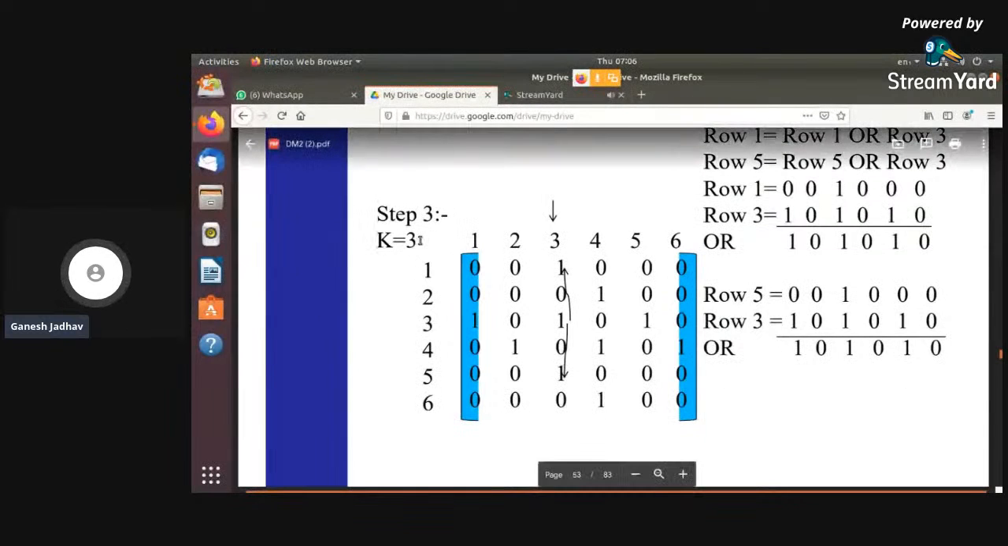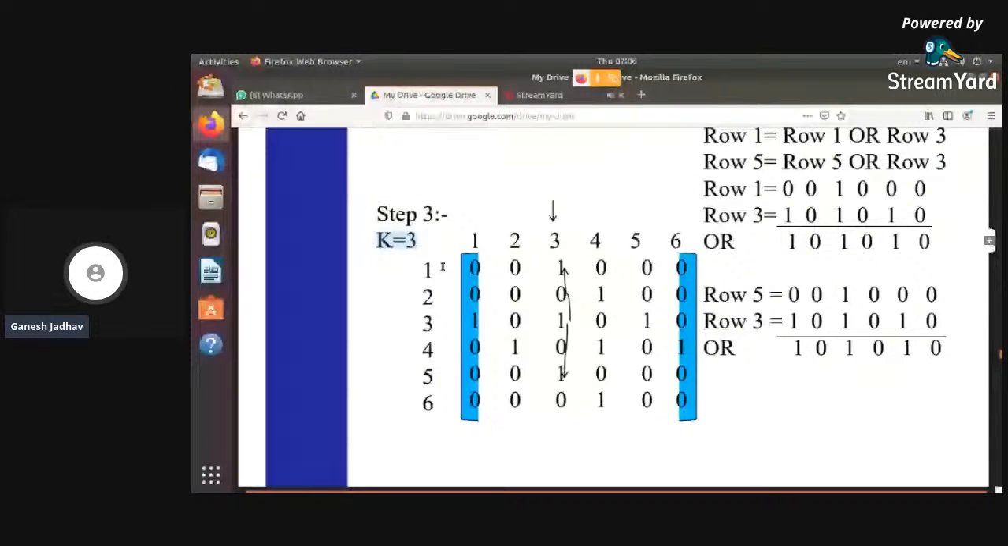Then k is equal to 3. Here the value of k is equal to 3. So go to your third column and find out where is 1. You can find that row first and row 5 have 1. So you require the modification in the first row and fifth row by using row 3. So these are the two operations.